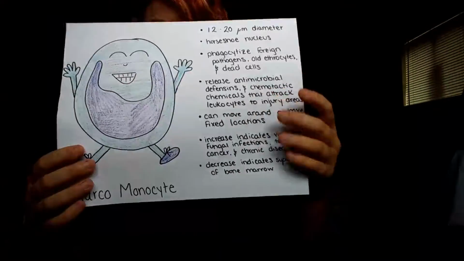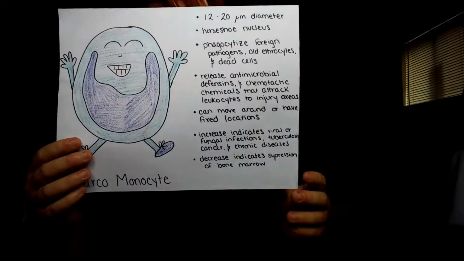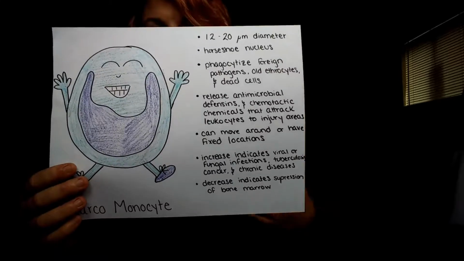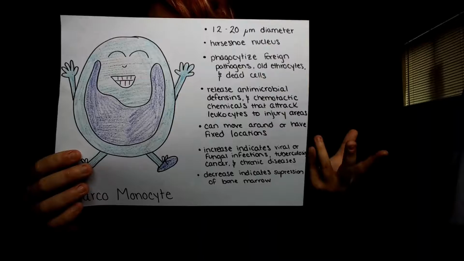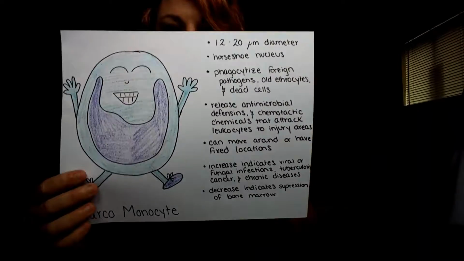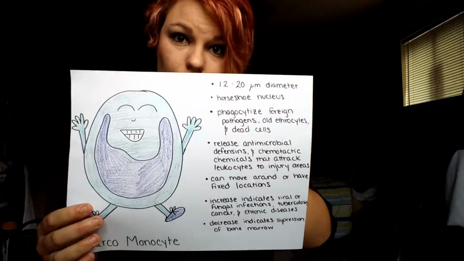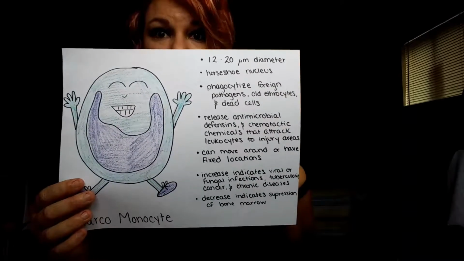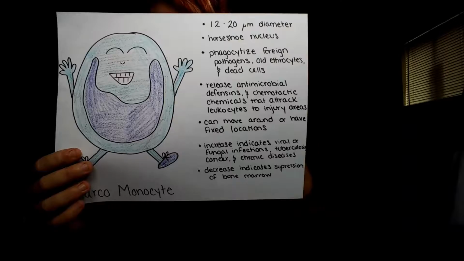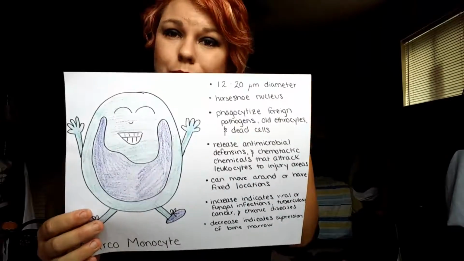So, if there is an increase in monocyte numbers, then it indicates viral and fungal infections, tuberculosis, and can also indicate the presence of cancer or chronic disease. However, if there is a decrease in monocyte count, that can indicate the suppression of bone marrow.